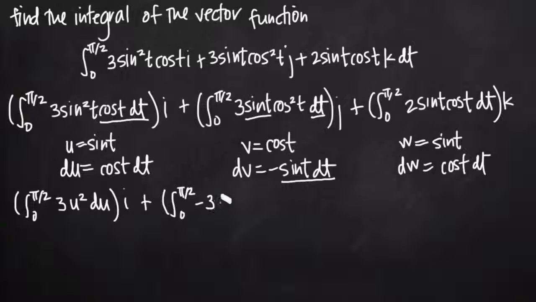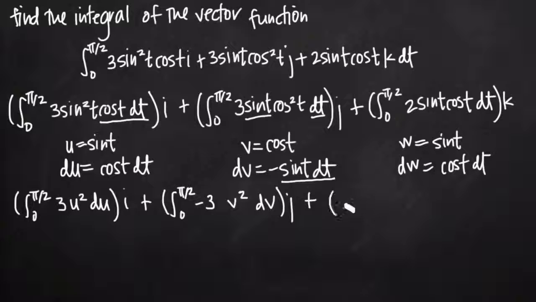So we can have a negative 3 here and then just plug in our dv. So we've got dv. And then we said v was equal to cosine of t, so this cosine squared t becomes v squared. So our integral now is just negative 3v squared times dv. We close that and then we multiply it by j.